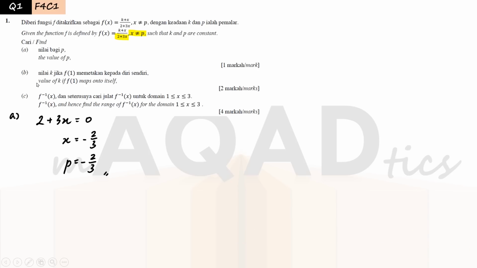And for part B, it says we need to find the value of k. The value of k is in the numerator part of the fraction, if f of 1 maps onto itself. So what does maps onto itself mean? It means that the object would be the same as the image. Let me give an example. Now our value of x is 1. So this value of 1 is our object.